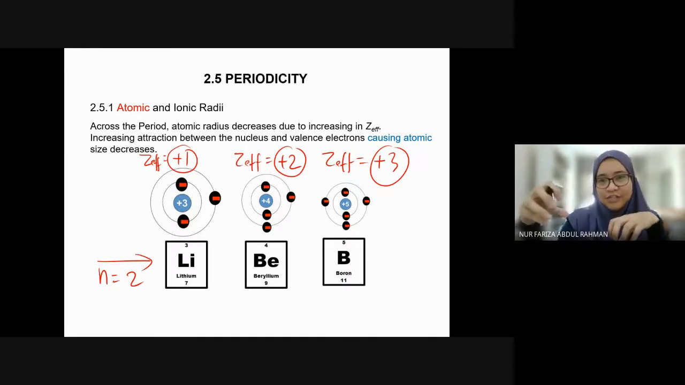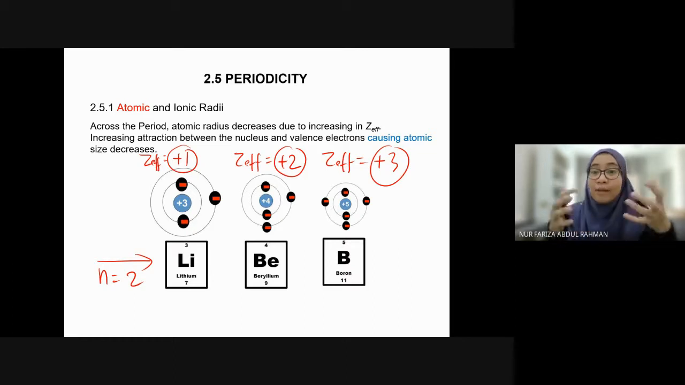Stronger lah sebab electron is negatively charged. Nucleus is positively charged kan. So opposite charges attract one another. So the more positive, or the larger the nuclear charge or the Z effective, by right, the attraction between the nucleus and the valence electron is stronger. Bila stronger, the valence electrons are pulled inward, tertarik ke dalam because of the strong attraction tadi. Okay, and then what will happen to the size? The size becomes smaller lah.